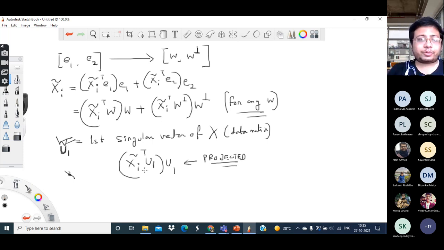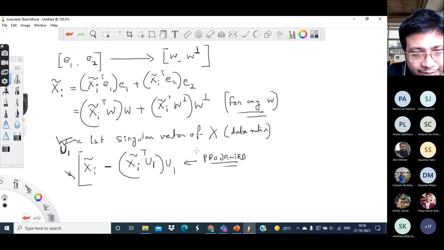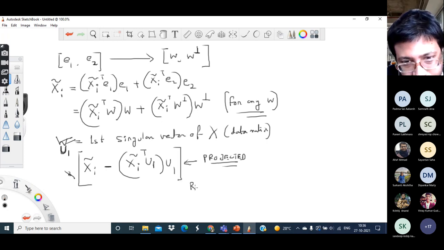But this is my projected data, and my original data is xi tilde. And xi tilde is not the same as the projected data. So what is remaining is this quantity, and this is what I call my residual.